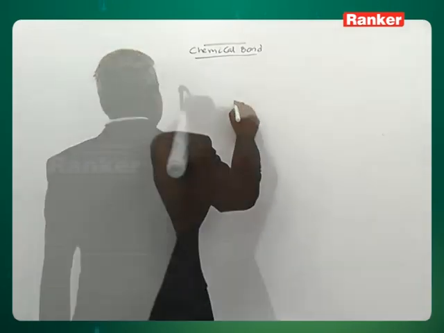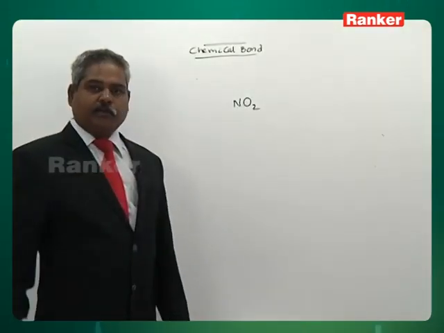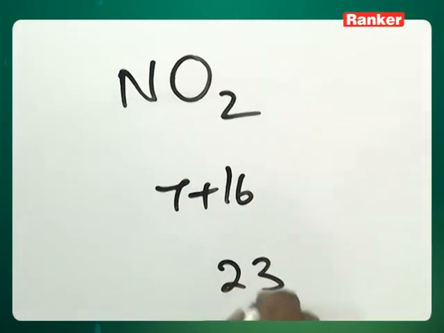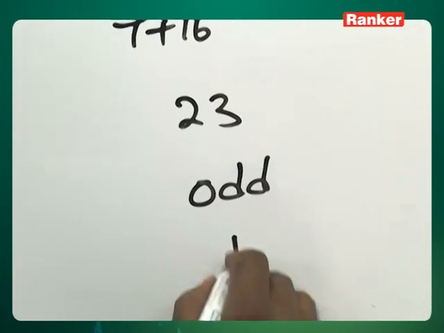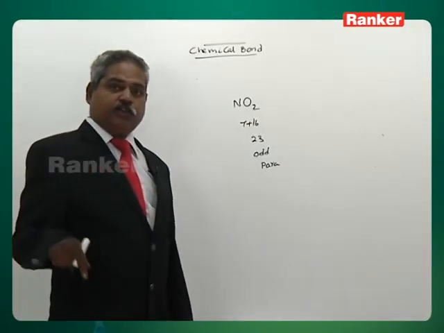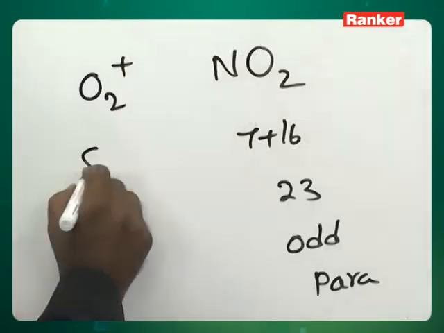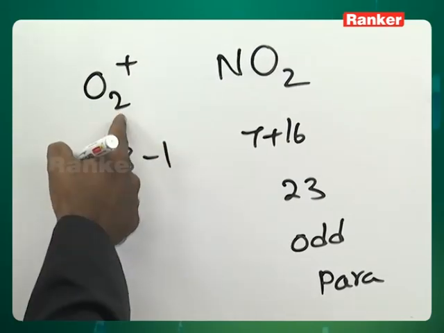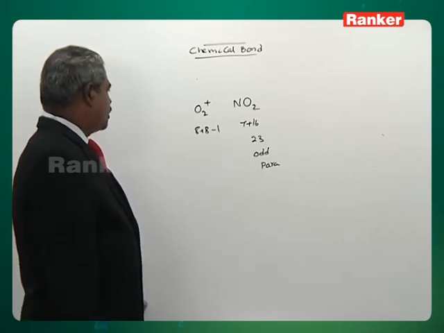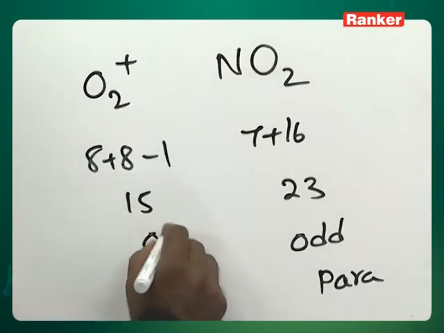And NO2, it is not one capital letter, more than one capital letter. When you have more than one capital letter, add all the electrons. 7 plus 16, 23, odd, therefore para. NO2 is paramagnetic, NO is paramagnetic, CO is diamagnetic, O2 plus is paramagnetic, O2 plus, 8 plus 8 minus 1 electron. Here is a number, number means 2 atoms more than O2. So 2 oxygens removing 1 electron, 8 plus 8 minus 1, 15, odd, para.